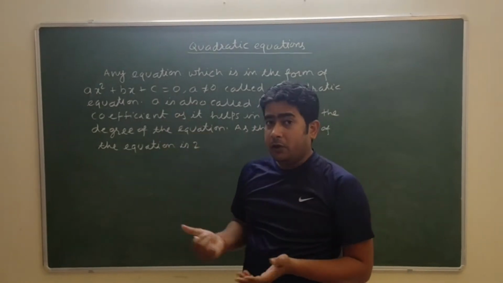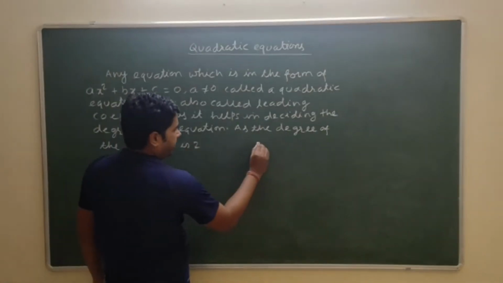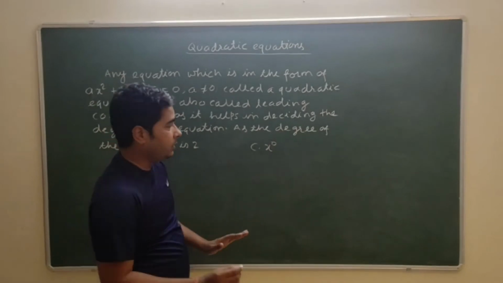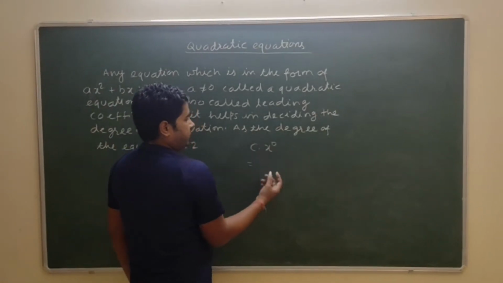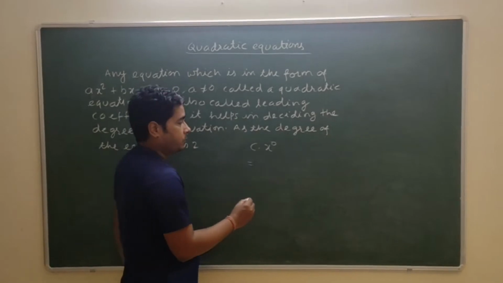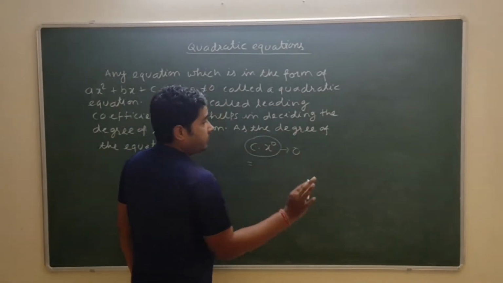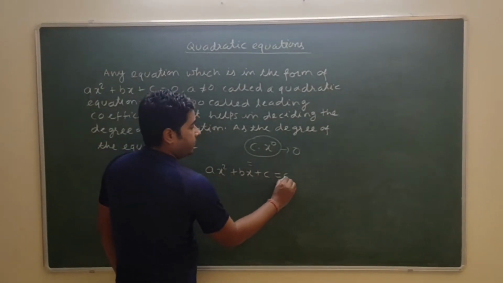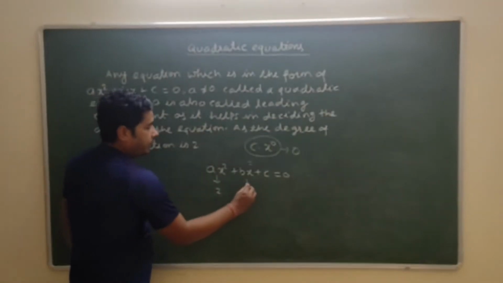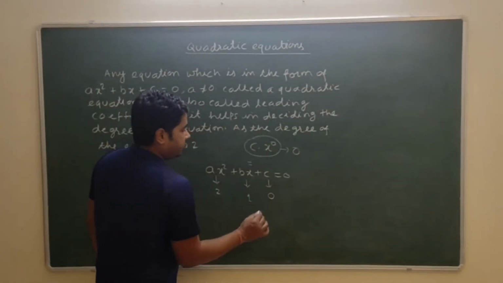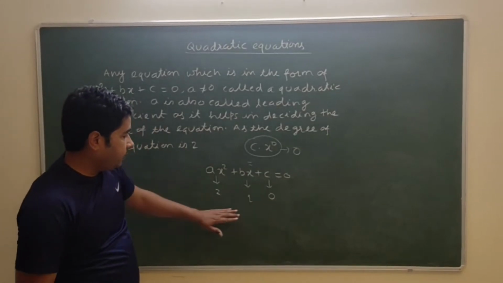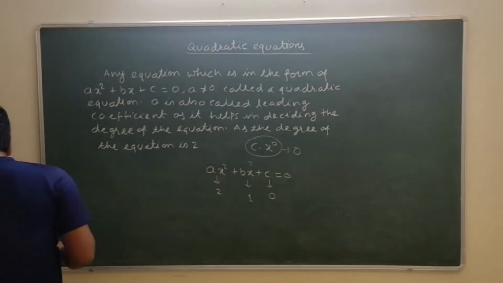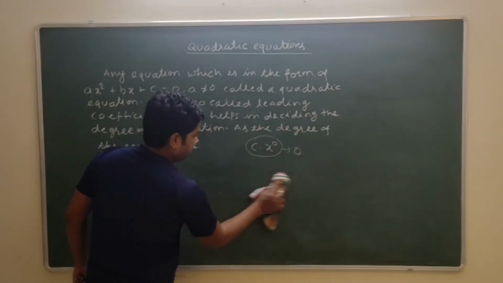Now for the constant term we don't have any x, so what do we do to find the degree? For any constant term we just multiply it by x to the power 0, because any base to the power 0 is always 1. So for any constant term, degree is always 0. In ax square plus bx plus c equal to 0, the degrees of the terms are 2, 1 and 0, and the highest of them is 2. That will be the overall degree of the equation. So in case of a quadratic equation, degree is always 2.